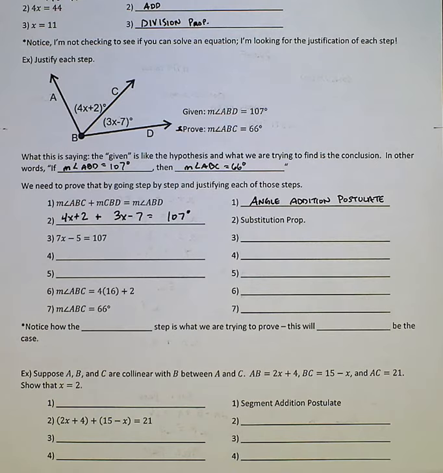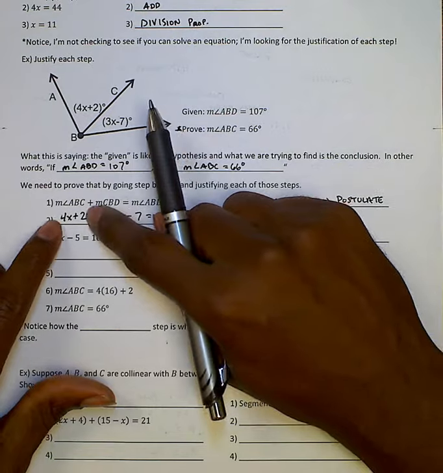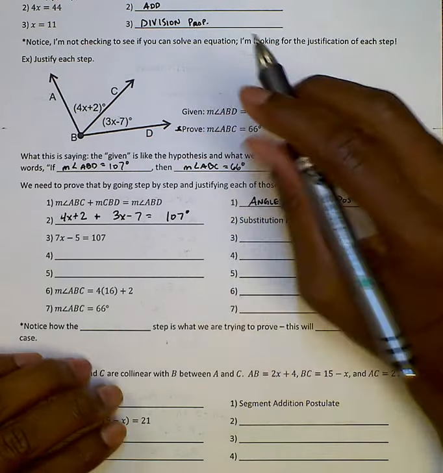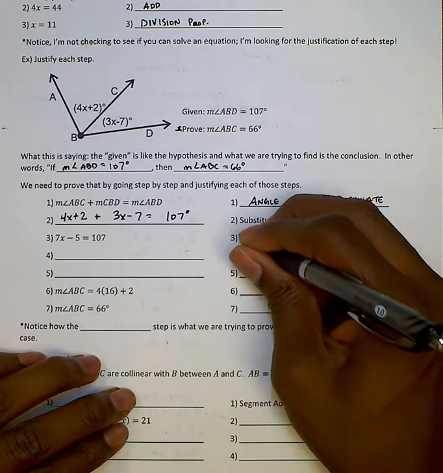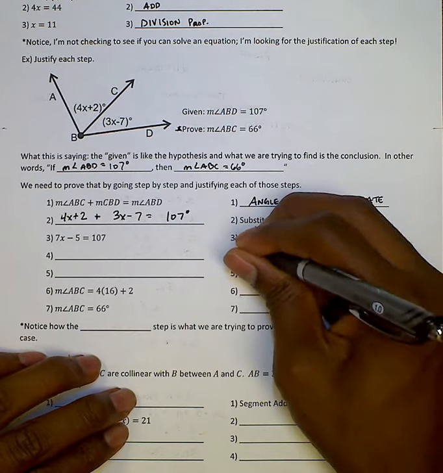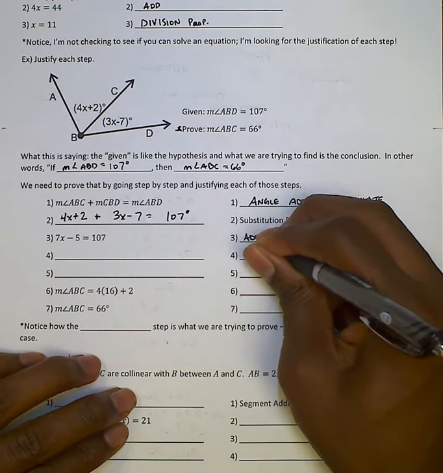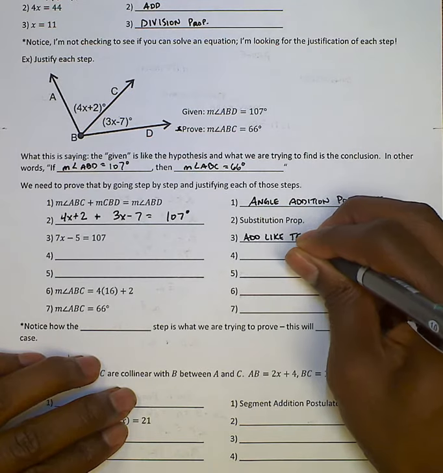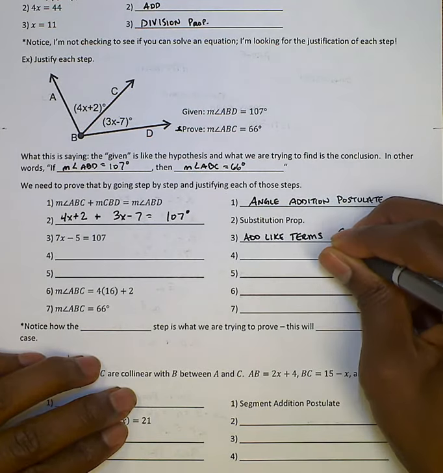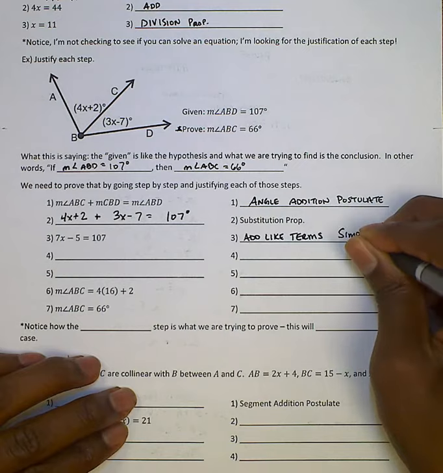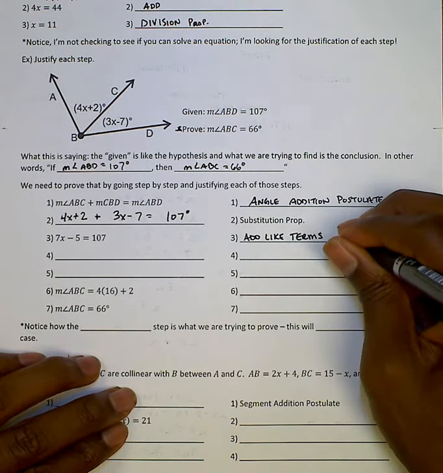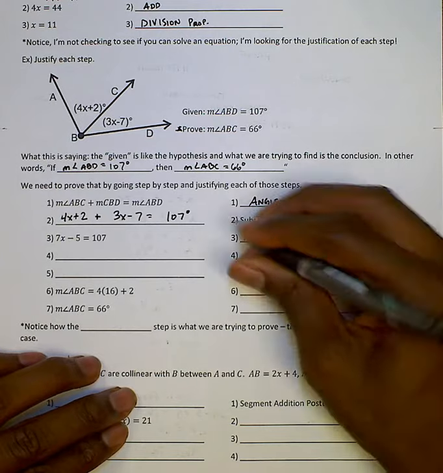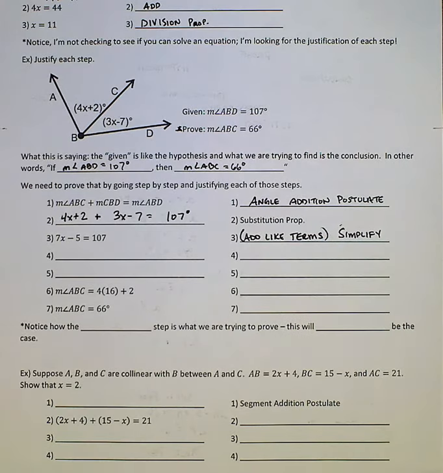Now, on this left side, we have 7x minus 5 equals 107. What did we do on this left side? We put together our like terms. Okay. Now, some people will say add like terms, and that's fine. I really don't like that one as much. I would say simplify. So I'd rather you say simplify than add like terms, but I'm okay with both.